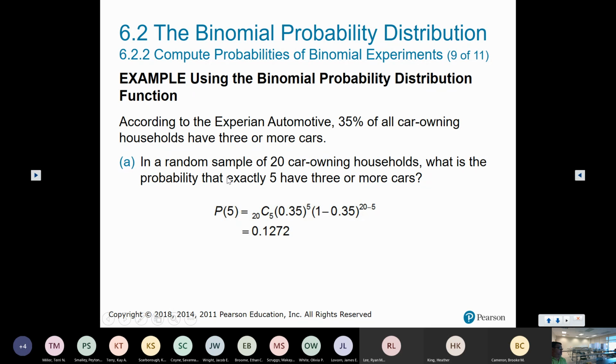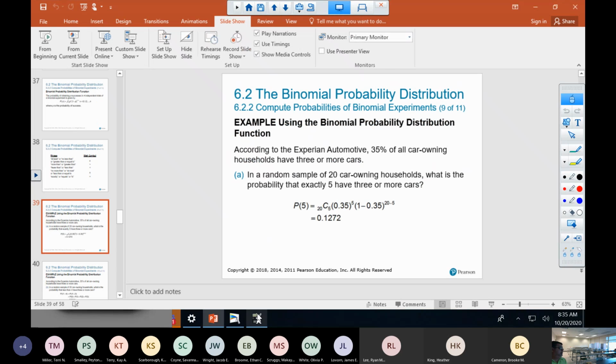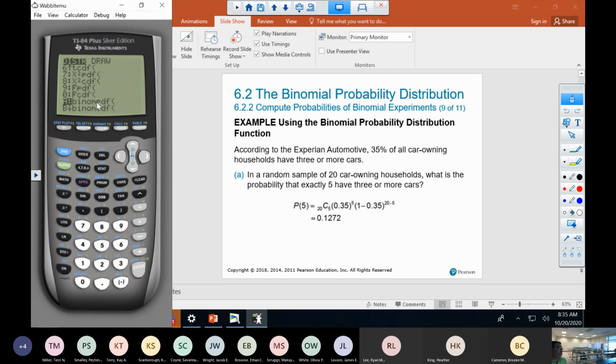Appreciate the input. So you're going to go to your handy dandy calculator and you're going to go binomial PDF and you're going to type in 20, the fixed number of trials. P is 0.35. The calculator will automatically calculate Q after you put P in. And the X value is 5. And wait, how did you get it on the calculator? Second vars, binomial PDF. Tell me when you got it.